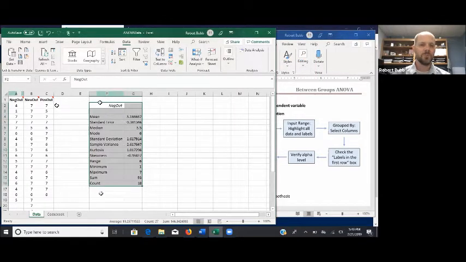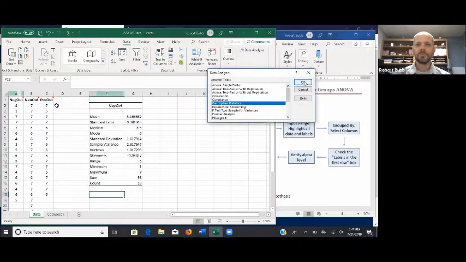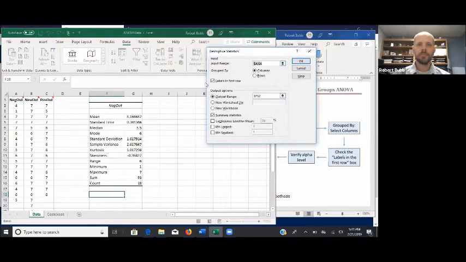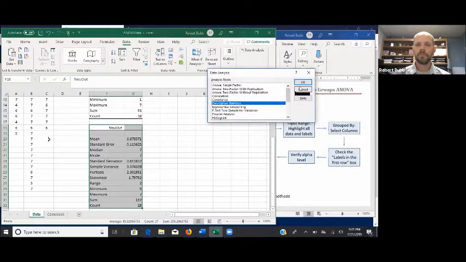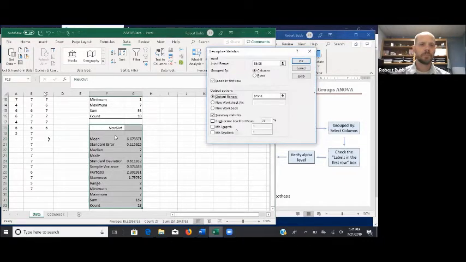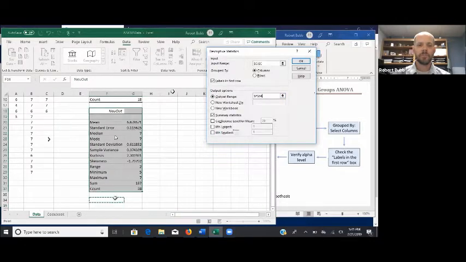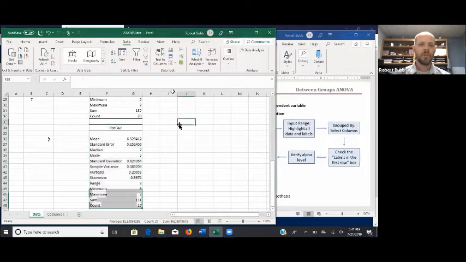We'll do that for the other 2 groups as well. Again, just change your column, change your output location. And then we got one more. Okay, and there's our three groups.